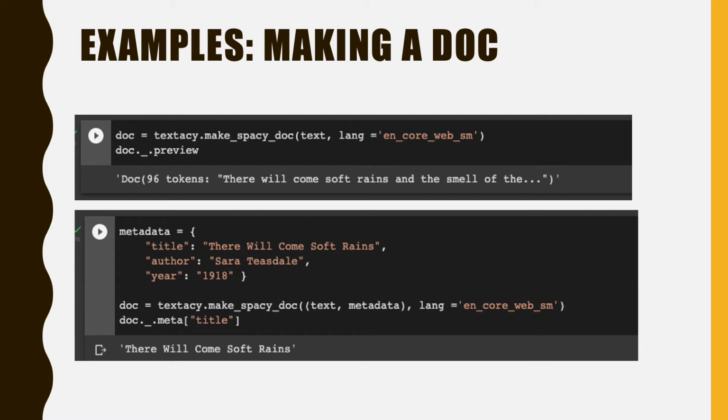You can also store metadata about the doc. In this example, I've stored the title, the author, and the year the poem was published. You can then preview the doc or call certain pieces of the metadata as seen here. I would like to note that this part requires compatible versions of spaCy and Textacy, so that may take some trial and error to ensure that it works.